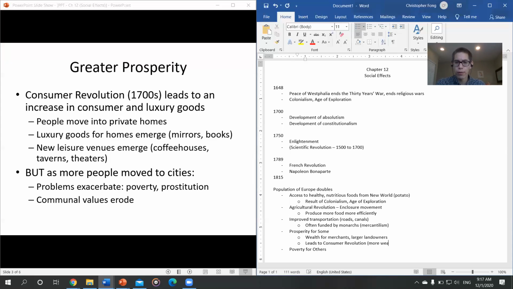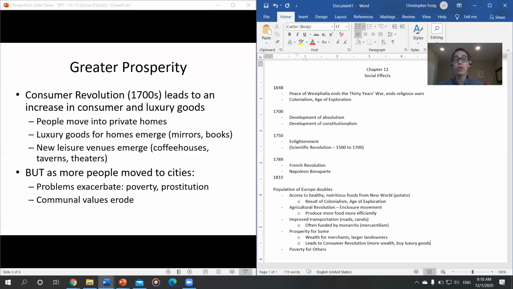Basically, they have more wealth. They're spending that money on luxury goods. And so we have the book trade beginning to become a thing beyond just the super wealthy. We have private homes, sometimes in the city, but oftentimes on the outskirts of the city where they would have more space.